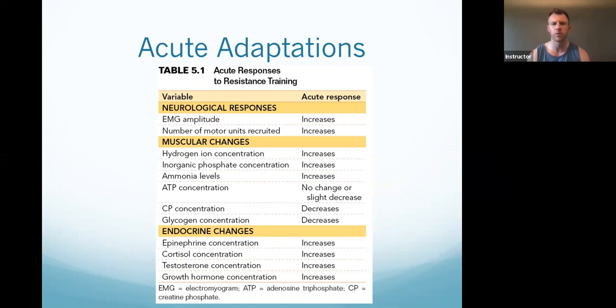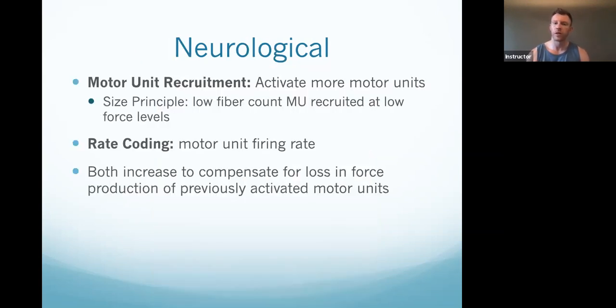Endocrine, so think hormones and things like that. Epinephrine is going to increase. Cortisol, which is a stress response hormone, is going to increase as well. But so do testosterone and growth hormone. Again, these are your acute changes, so right during or right after your resistance training, these are the things that tend to happen. We'll break these down a little bit more.